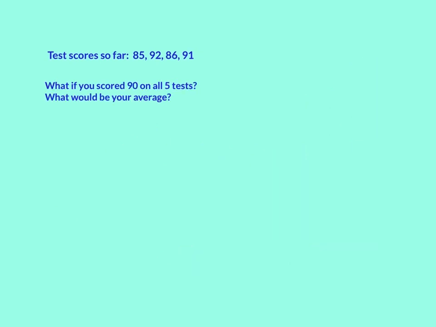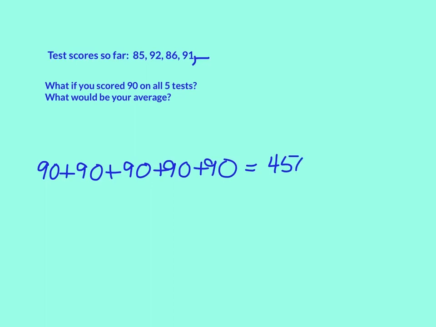Another way to look at it is to consider if you made 90s on all 5 tests. Because we know we have 4 right now, and we're going to have another test that we're going to take. But it would be the same as if we had 5 90s, because that would give us a total of 450 to find our average, or our mean. We would divide by the 5 tests, and we would be back to a 90 average.